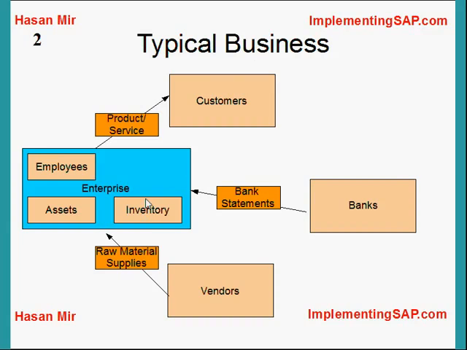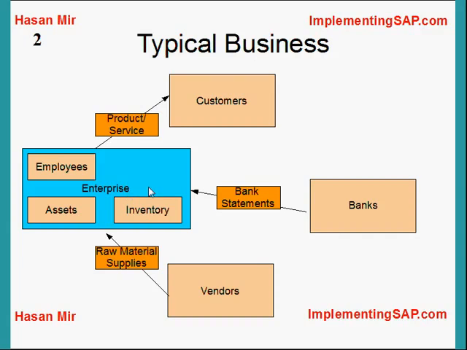Other than that, the company would have a bank account in some kind of bank, and the bank would be sending bank statements monthly or periodically to this company. So the company would be managing customers, vendors, employees, assets, inventory, and bank, and this is just an example of a typical business. A company might be managing other entities as well.